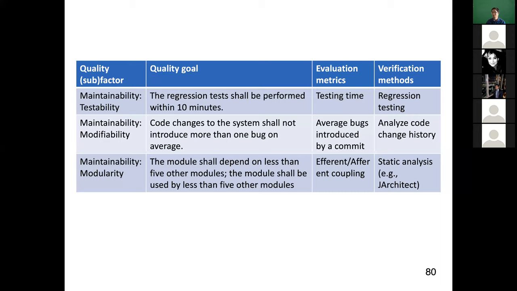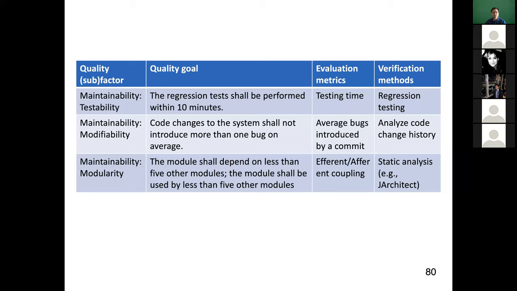Our last one, modularity. Modularity is basically how well you organize the different modules of your system so that within one module, the functionalities are very cohesive. But between these different modules, the coupling is very low, right? So basically you want one module to do one thing and less relationship or dependency between different modules. That's how you improve your modularity, right?